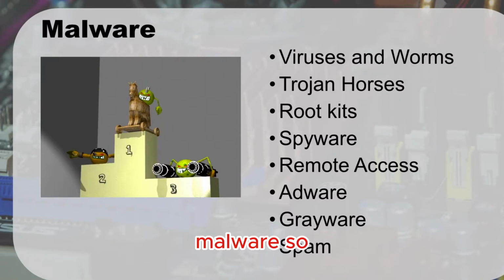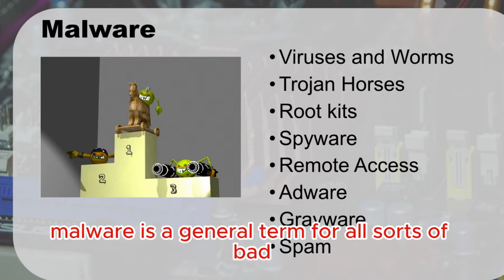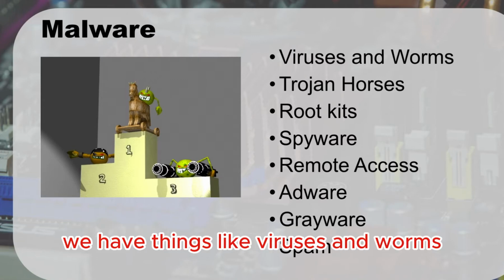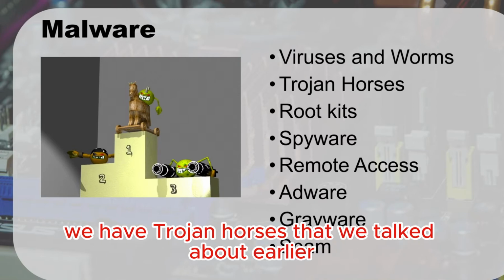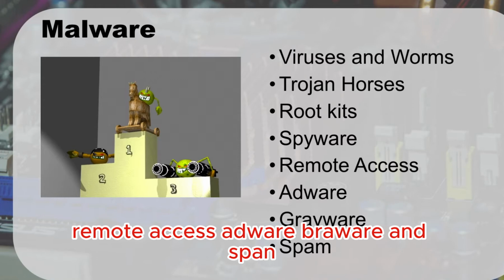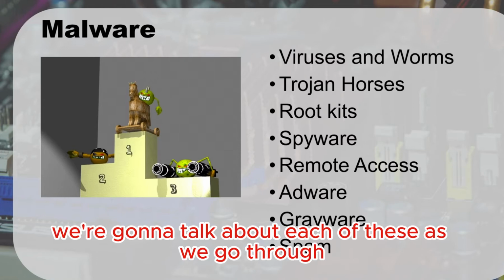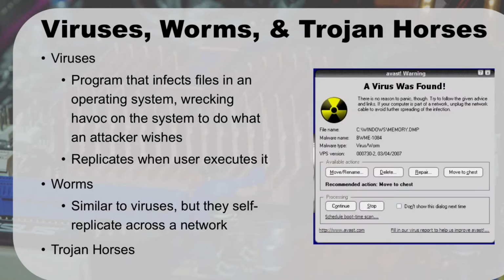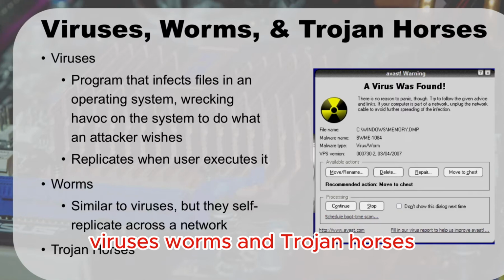Malware. So, malware is a general term for all sorts of bad technical stuff, right? We have things like viruses and worms. We have Trojan horses that we talked about earlier. We have rootkits, spyware, remote access, adware, bryware, and spam. We're going to talk about each of these as we go through what each of these are from a technical perspective.